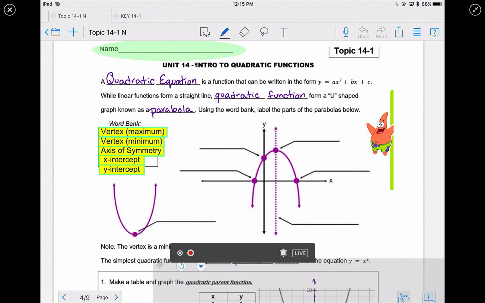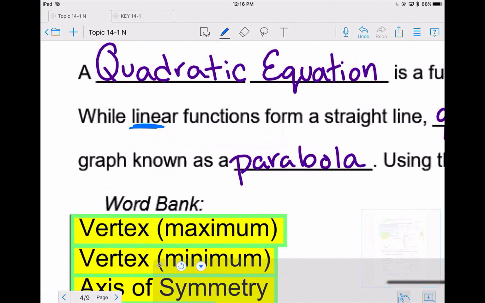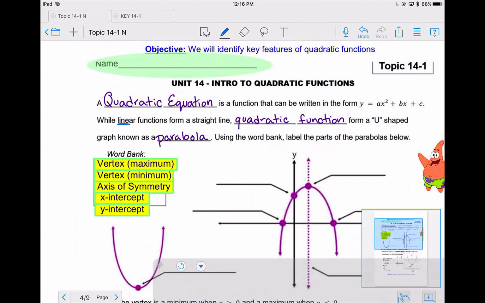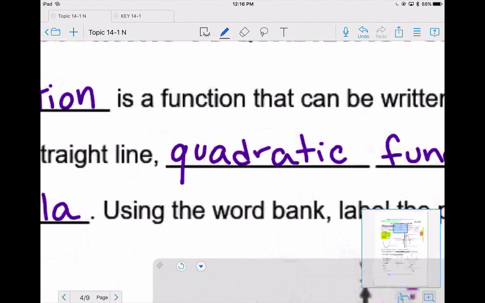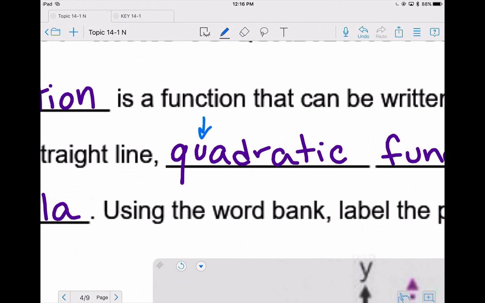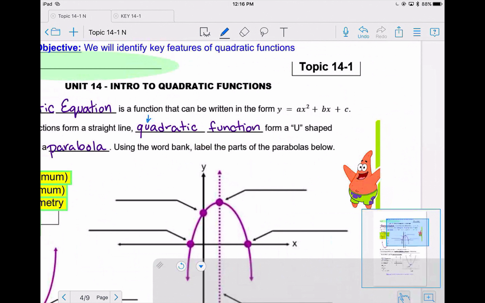This video covers topic 14.1, which is an introduction to quadratic functions. A quadratic function is a function that can be written in the form y equals ax squared plus bx plus c. While linear functions form a straight line, so remember the word line in linear tells us what kind of line we're going to see, quadratic functions form a U-shaped graph known as a parabola. The letter U in quadratic can help us remember this.